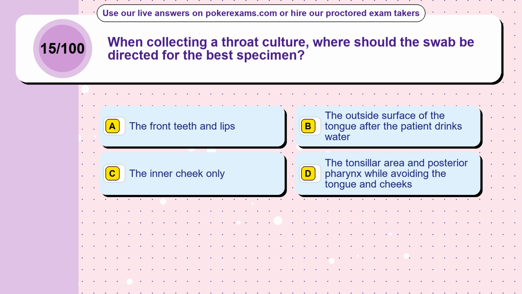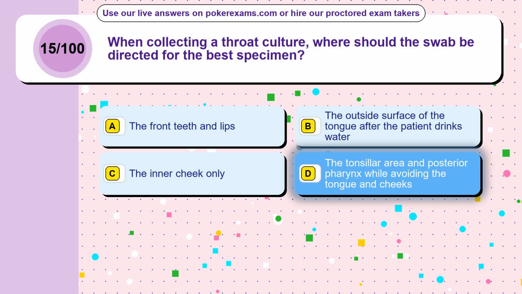Question 15. When collecting a throat culture, where should the swab be directed for the best specimen? Option A. The front teeth and lips. Option B. The outside surface of the tongue after the patient drinks water. Option C. The inner cheek only. Option D. The tonsillar area and posterior pharynx while avoiding the tongue and cheeks.